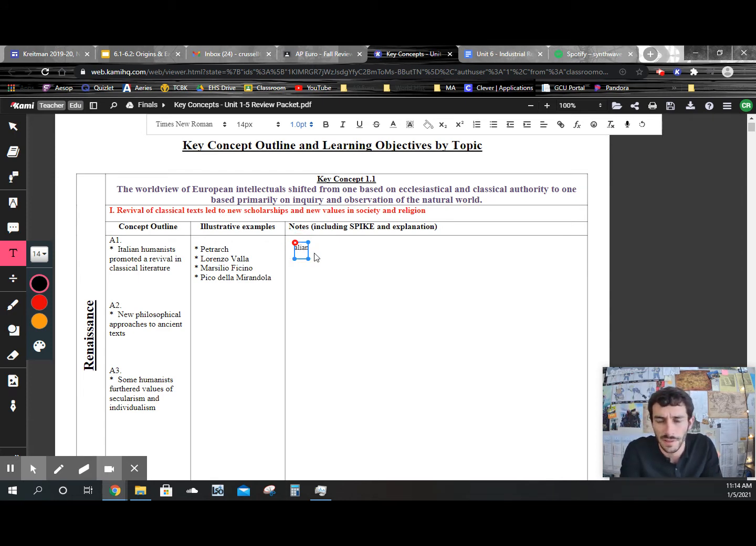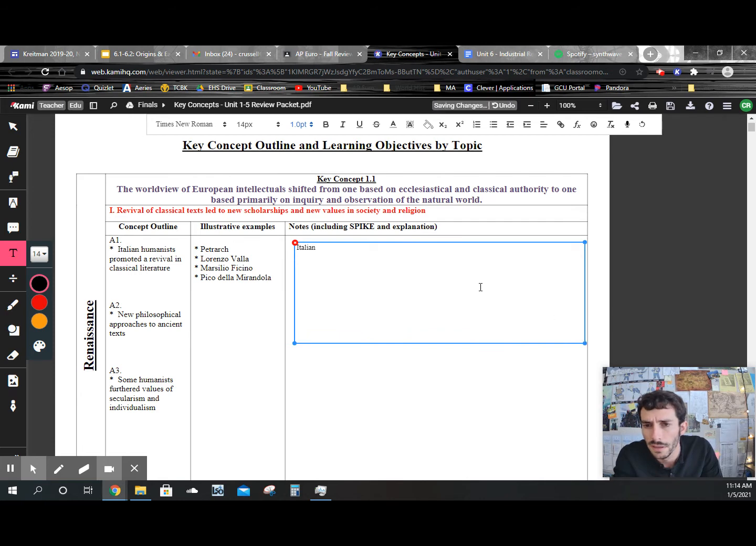So Italian humanists, oh wait, I want to make this a bigger box, hold on. Humanists promoted a revival in classical literature by encouraging Italians and other European societies at the time to use the Greek and Roman classics as a way to reinvestigate what was divine about humanity, not just about God, right? That's what I remember. That's what the humanists do.